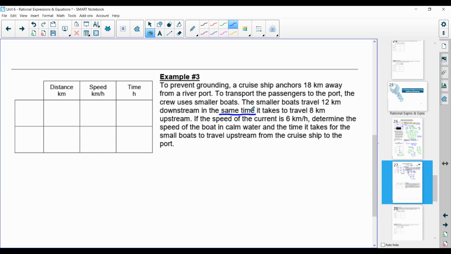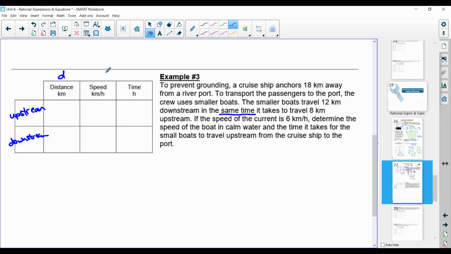Now, I can imagine you're probably reading that and your head's already spinning, but we just need to break it down and again use the table to help us. So if you read through that problem, the two things that we're talking about are traveling upstream and downstream. So those are going to be our two cases here. We're traveling upstream and we're traveling downstream.